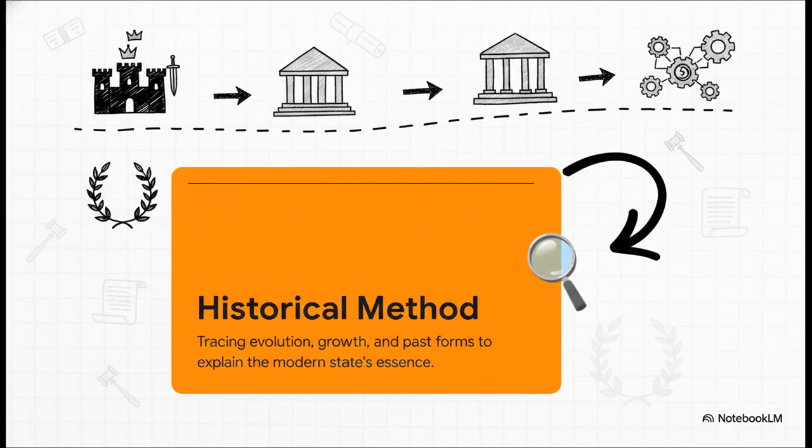Next up is the historical method. Look, you really cannot fully comprehend a modern constitution without understanding the centuries of conflict, evolution, and growth that forged it. This method explains the essence of the modern state by deliberately tracing its roots backwards. By analyzing the past forms of a nation, legal scholars can decode exactly why a state's current structure and functions operate the way they do today. It's like putting together a massive historical puzzle.